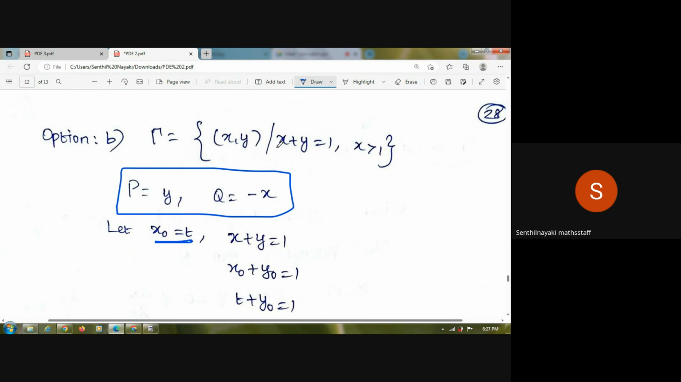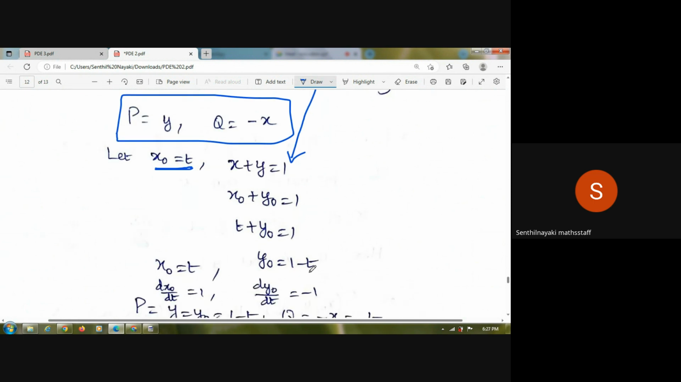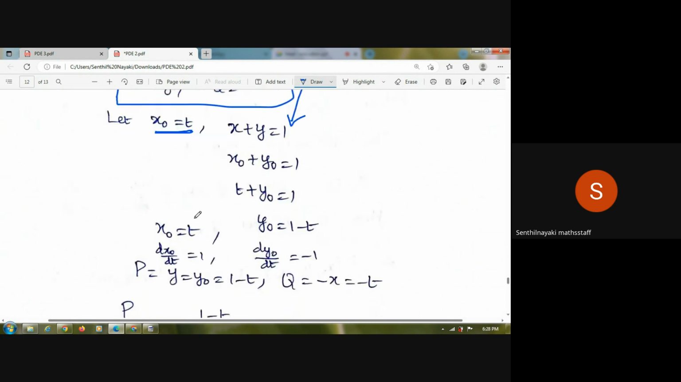Substitute x naught equal to t in this equation, first writing in terms of the initial conditions: x naught plus y naught equal to 1, the x naught value is t, so t plus y naught equal to 1, then y naught is 1 minus t. So already we know that x naught equal to t and y naught equal to 1 minus t. After that, differentiate these two relations: dx naught by dt equal to 1 and dy naught by dt equal to, if we differentiate minus t, we get minus 1.